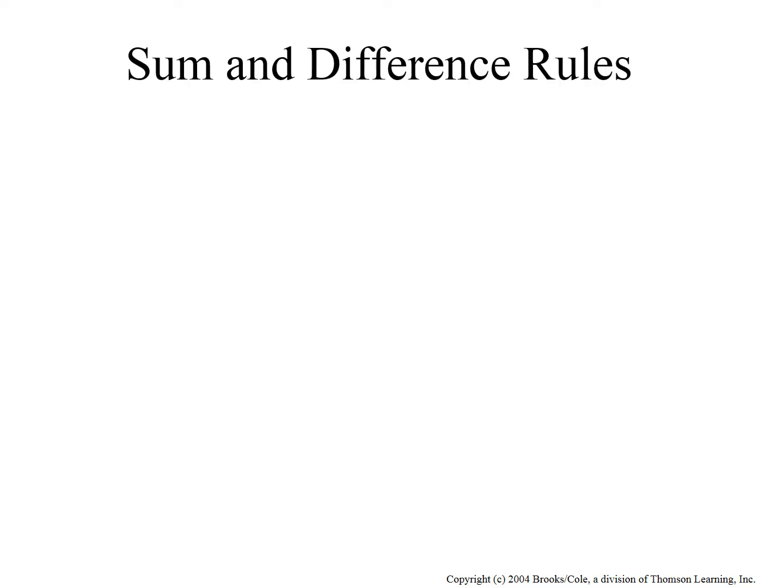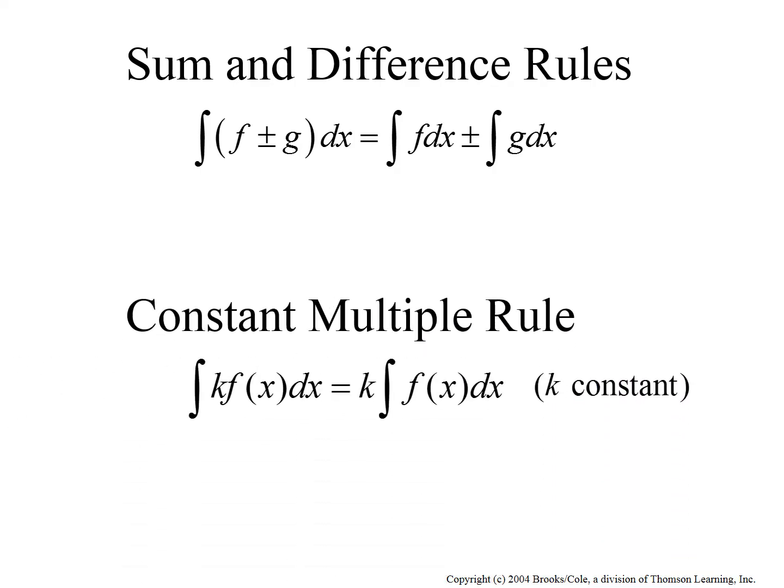We have the sum and difference rules, and the sum and difference rule just says that the sum of two integrals is the integral of the sum. So if you're taking the integral of a polynomial, you just take the integral of each term, and that will be your solution. The constant multiple rule just says if you have a function and you're multiplying it by a constant, you can pull out the constant. There is no product rule in integrals. There is no quotient rule in integrals.